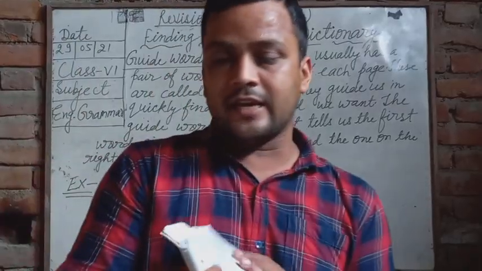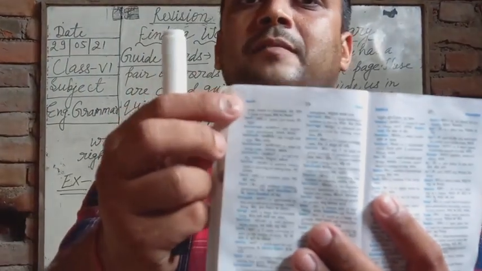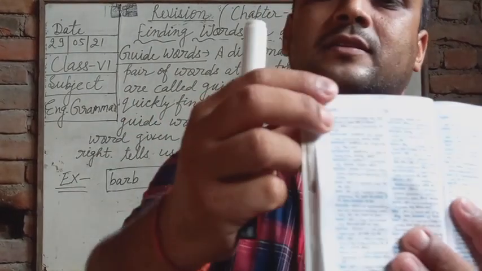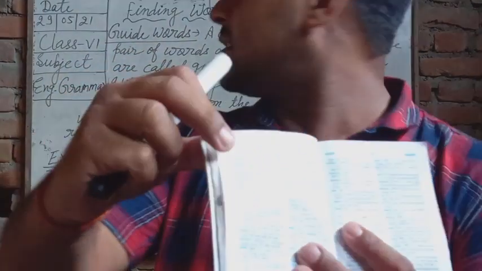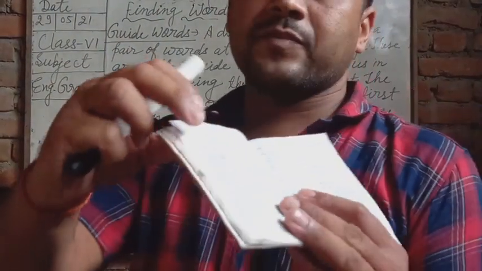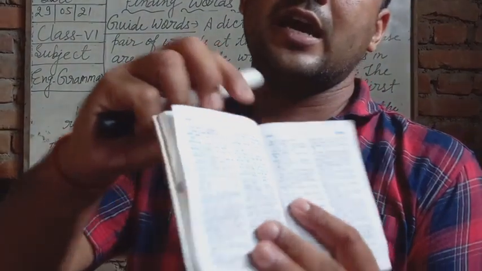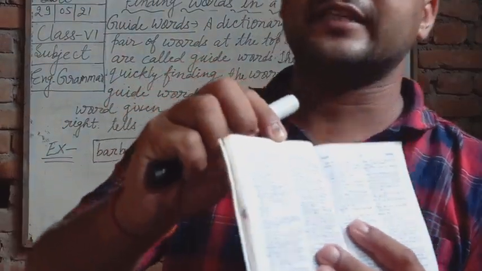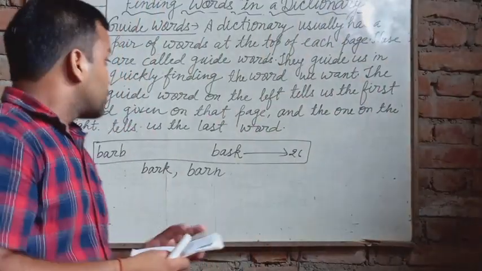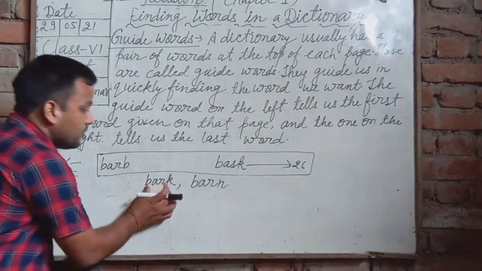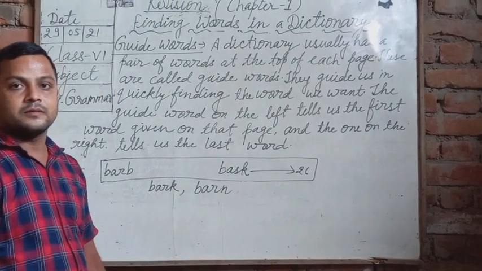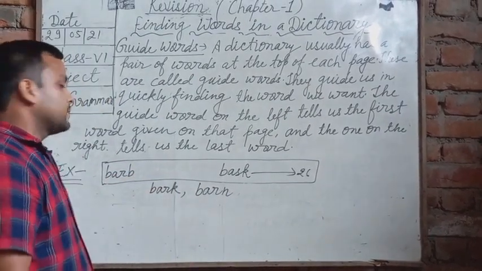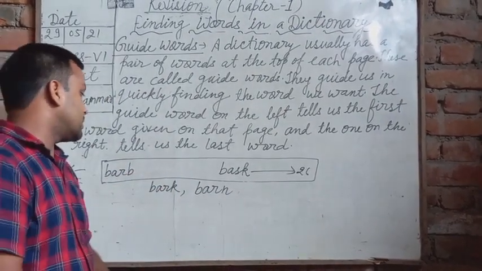So just see here, barb and bask. Here barb is given, and here bask is given. Okay, and the page number is 26. Okay, so you have to find the words bark and barn with the help of these guide words.